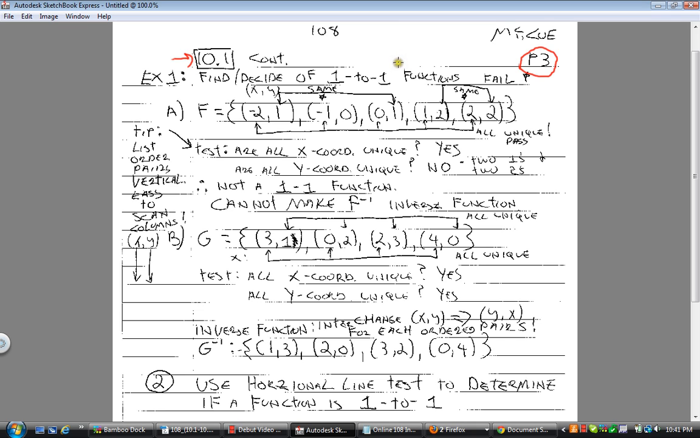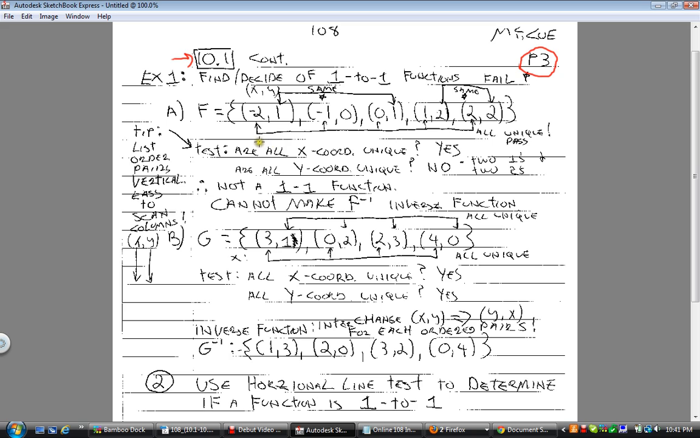And example A I have going here shows a function. They happen to use the capital letter F to represent that, and all they're showing here is a list of ordered pairs. And now the task is to determine whether this is a one-to-one function. And your test is very simply to look at all the x-coordinate numbers and ask yourself, are they unique?